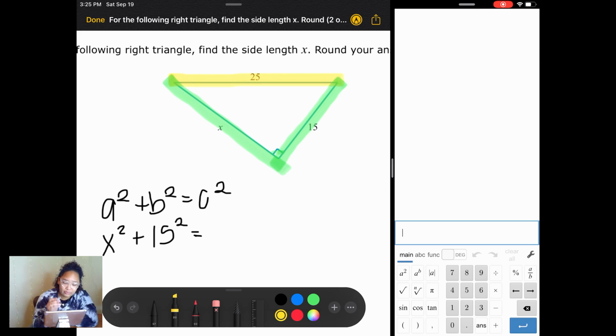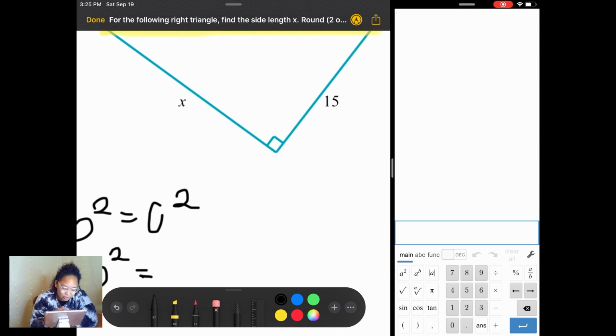So the way I like to look at it, I'm going to erase this, is that you have this fun little guy over here, right? Your right triangle. I like to envision this as an arrow.